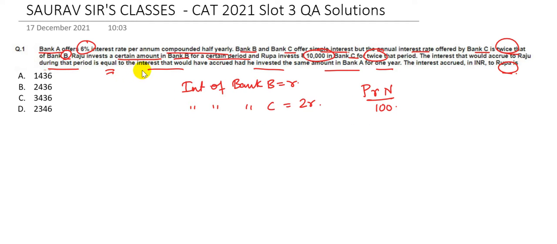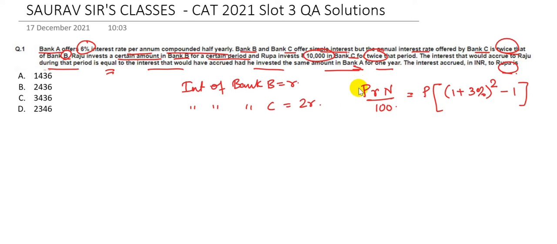Now this interest will be equal to the interest that he would have got had he invested the same amount in Bank A for 1 year. Now interest in Bank A would be principal into 1 plus the rate of Bank A, which is 6% per annum compounded half yearly. That means it is getting compounded twice in 1 year. So that means 1 plus 3%, which is the half yearly rate, whole square, minus 1. So this is the interest that Raju would have got from Bank A.